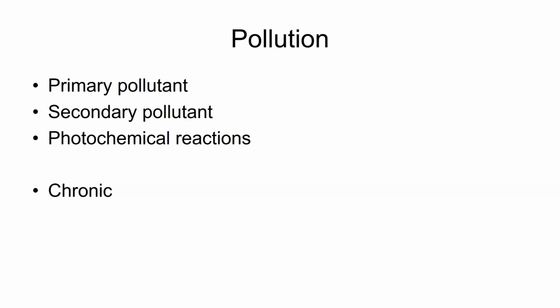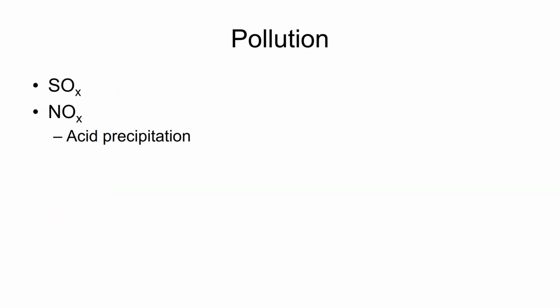Other words we talk about is chronic. Chronic means over a long period of time. If you have chronic pollution, it's over a long period of time. Remember, a lot of times we talk about problems being done by exposure. It can be a slow exposure or a low-level exposure over a long period of time. It can be a high-level exposure over a very short period of time. We would call that an acute type exposure.